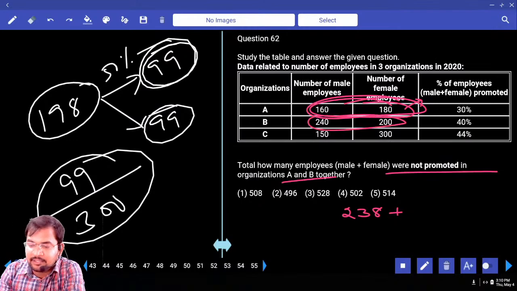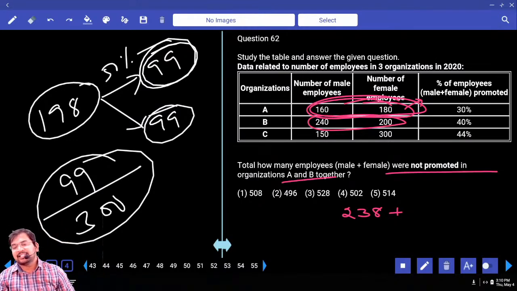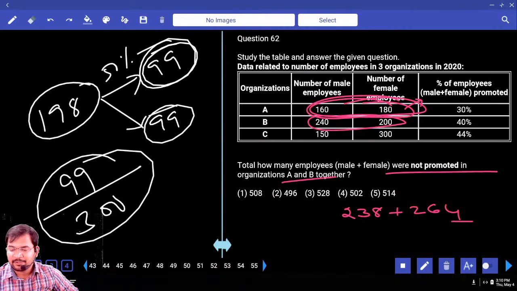Next, here 440. Of 440, the promoted ones are 176, yes or no? So 60% of 440 are not promoted. 44 into 6, 6 4s is 24, so 264. And our answer ends with 2. It ends with 2. How many options?